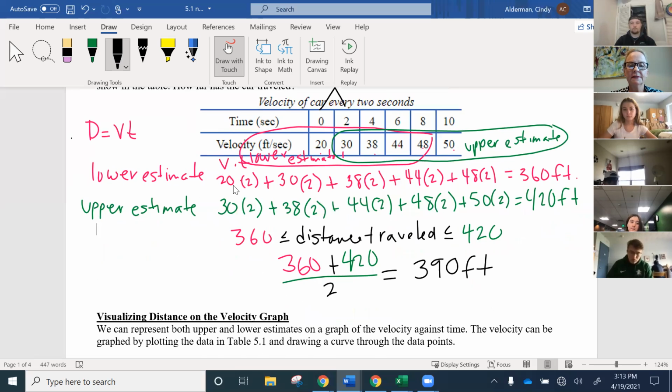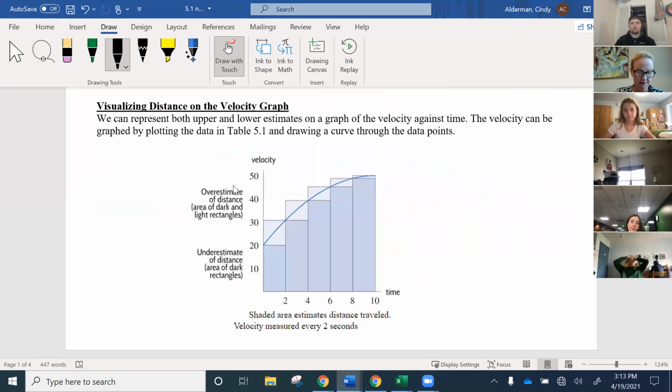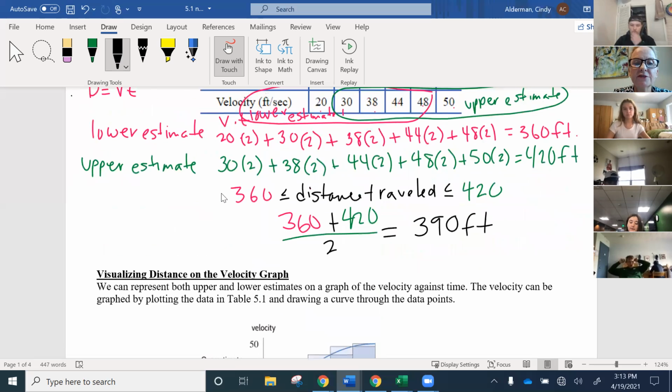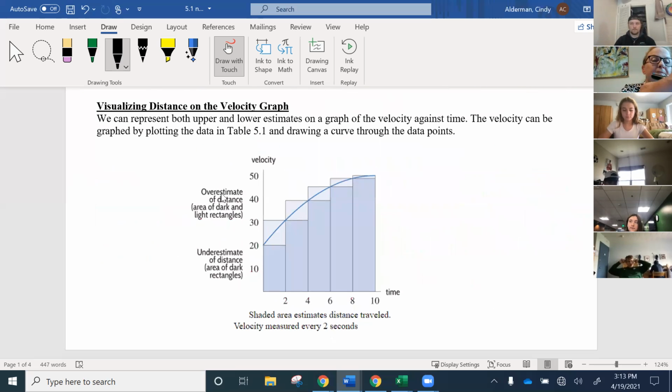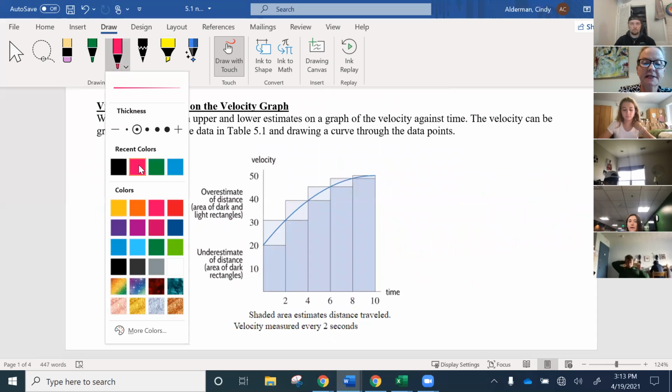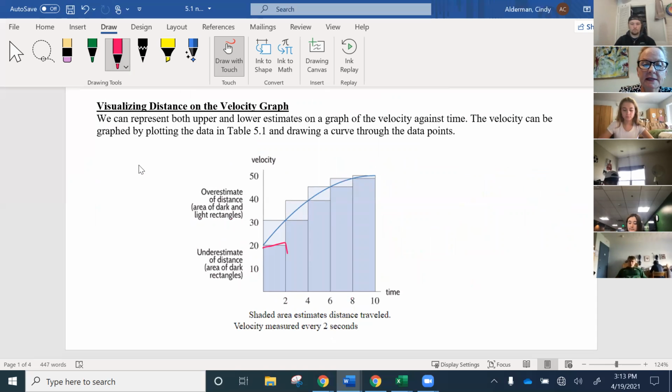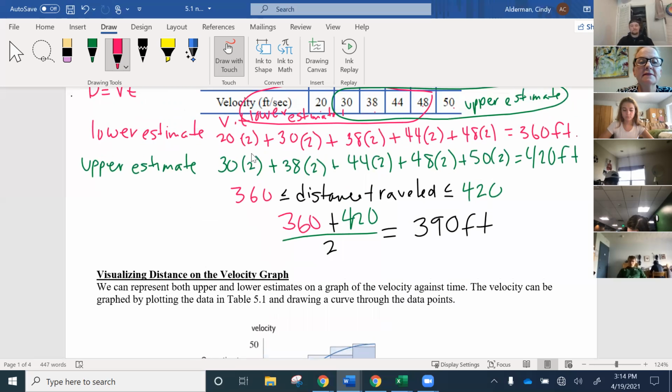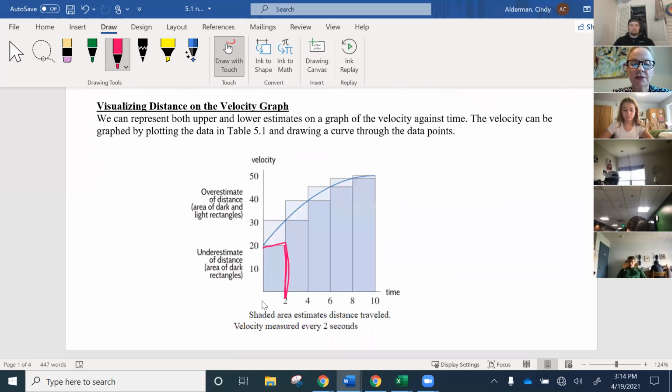So a lower estimate, and let me color code this, what I use, pink and green. Okay. A lower estimate here, notice, would be a time of 2 and velocity of 20, right? And that's this first number that I did there. And remember, if you have distance equals rate times time, that's a rectangle, right? So here's time and here's your rate.